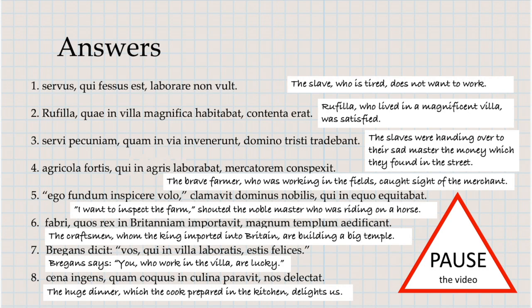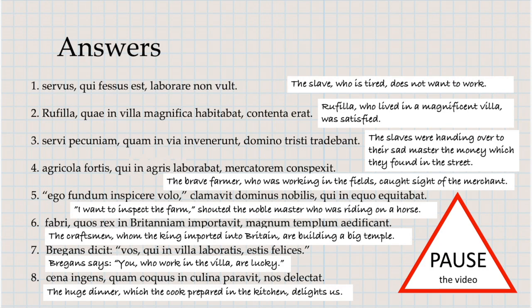Ego fundum inspicere volo, clamavit dominus nobilis, qui in equo equitabat. I want to inspect the farm, shouted the noble master who was riding on a horse. Fabri quos rex in Britanniam importavit, magnum templum aedificant. The craftsmen, whom the king imported into Britain, are building a big temple. Notice quos is accusative plural. It's talking about the craftsmen, but they're the object.